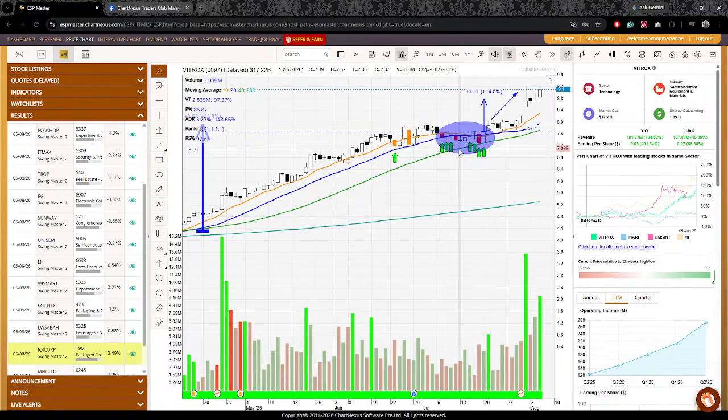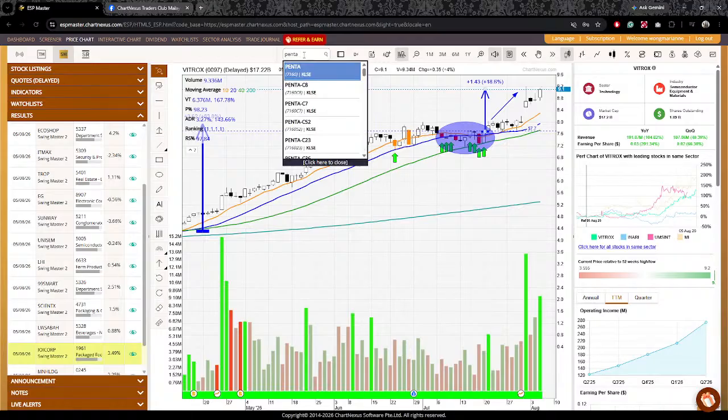Wow. I highlighted VTROX here in the Telegram channel. So make sure you join the Telegram channel, because I highlighted VTROX, and subsequently it continued to go up. From the time I highlighted till now, 18.6%.